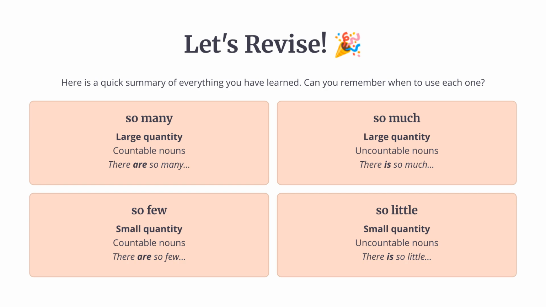Let's revise. Here is a quick summary of everything you have learned. Use so many for a large quantity of countable nouns, saying there are so many. Use so much for a large quantity of uncountable nouns, saying there is so much. Use so few for a small quantity of countable nouns, saying there is so few. Use so little for a small quantity of uncountable nouns, saying there is so little.